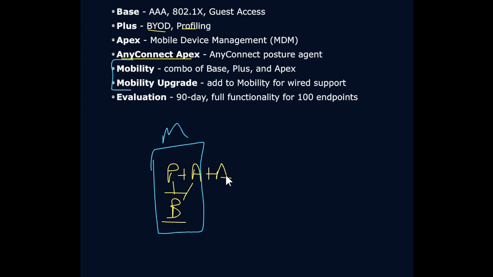So a simpler license model is let's have mobility licenses. Because I know my people are moving around and I'm not sure exactly what they're going to use at any point in time. So I just want to have all the services available. So it's combo, all right? It's going to give you that option.